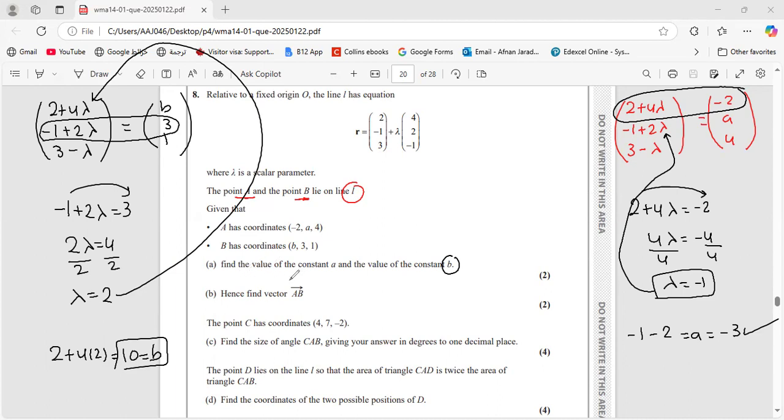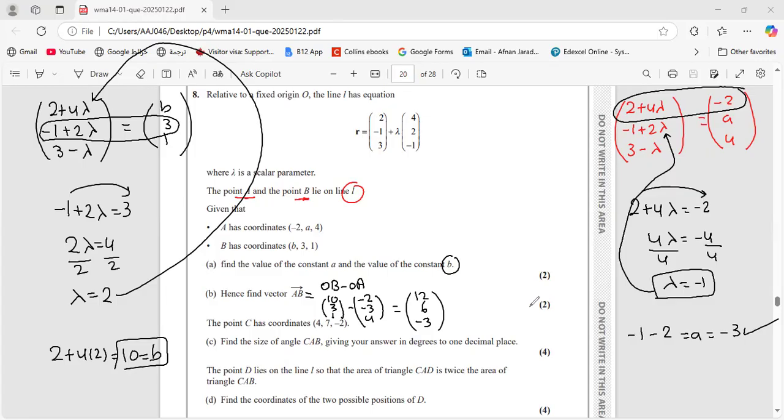This one is question A. Hence, find the vector AB. AB equals OB minus OA. OB, the coordinates of B now, is 10, 3, 1, minus OA. A now, look here, is negative 2, negative 3, 4. Subtract: 10 minus negative 2 equals 12, 3 minus negative 3 equals 6, and 1 minus 4 equals negative 3. Okay, this one is the vector AB: 12, 6, negative 3.